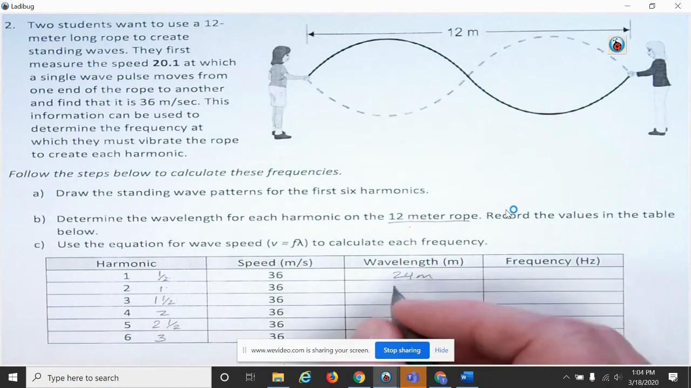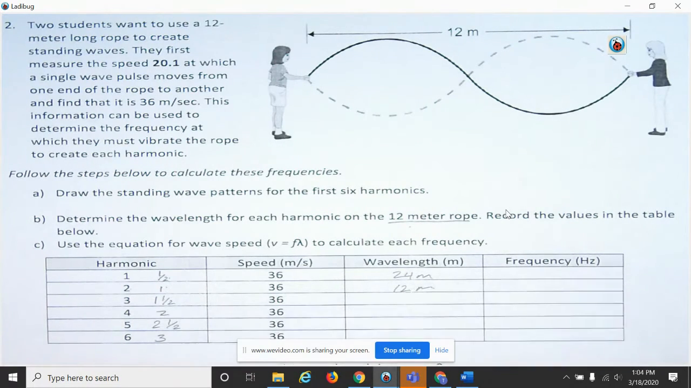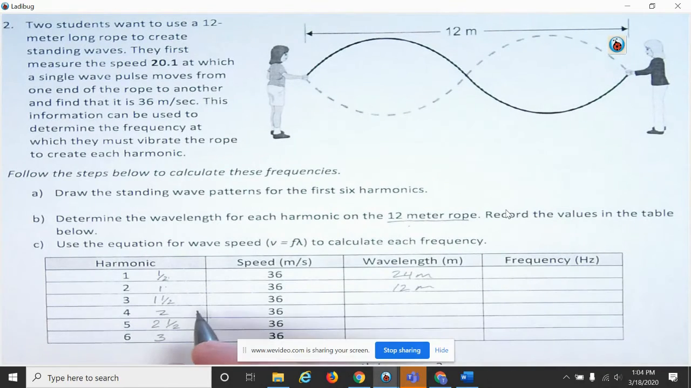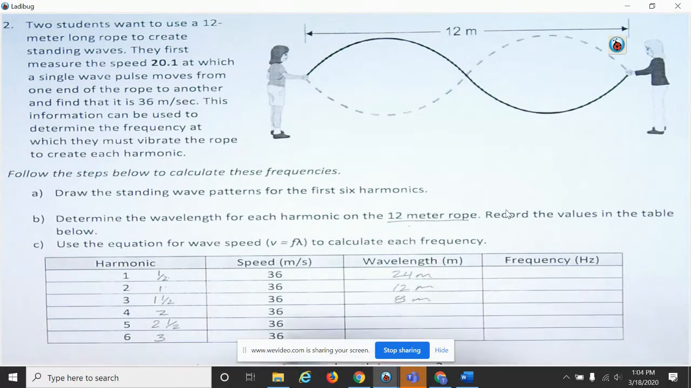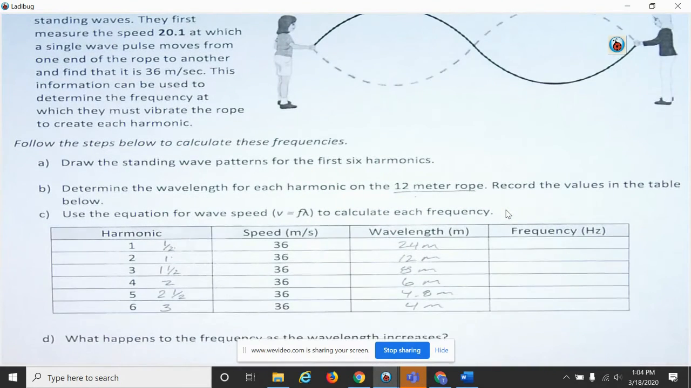12 divided by 1 is 12 meters. 12 divided by 1.5 actually ends up being 8 meters. 12 divided by 2 is 6 meters. 12 divided by 2.5 is 4.8 meters. And 12 divided by 3 is 4 meters. So fairly straightforward, nothing difficult there.